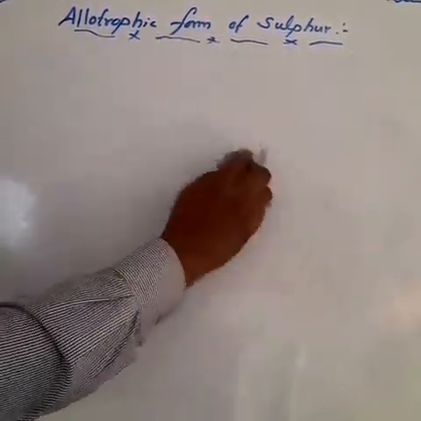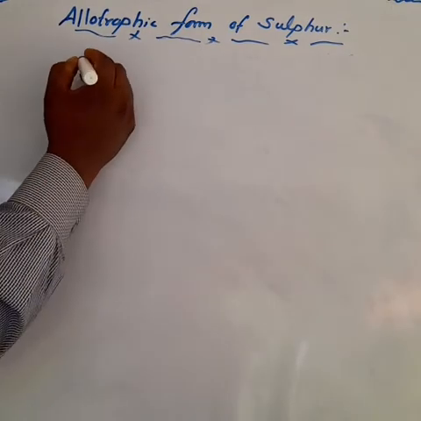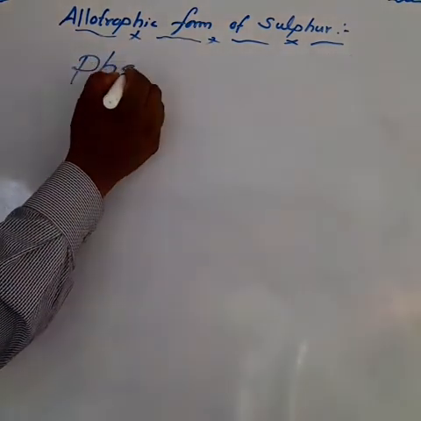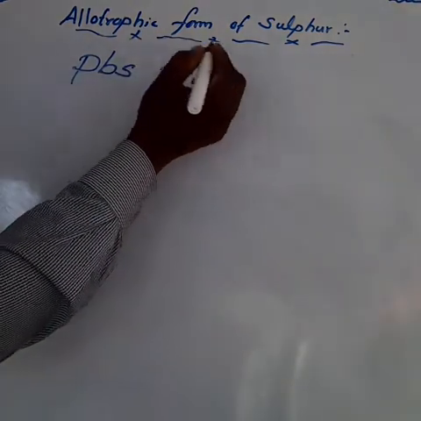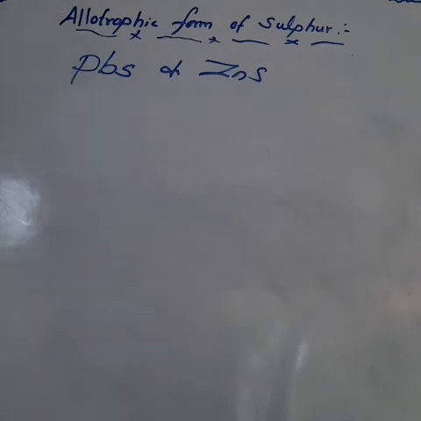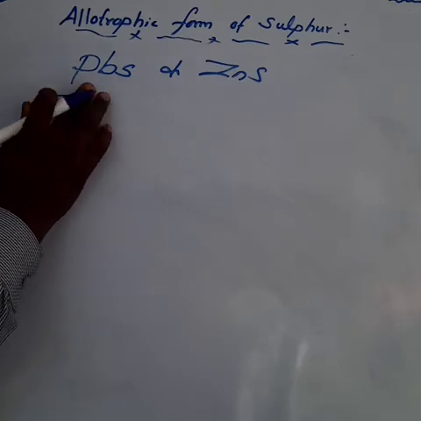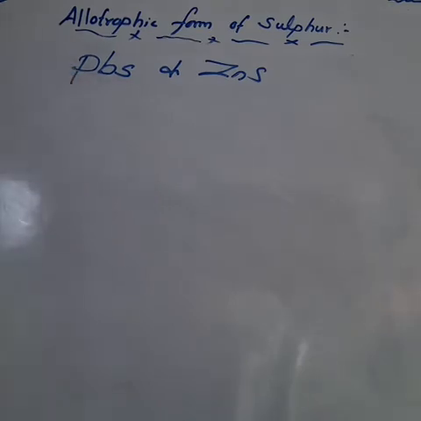Next one. From sulfide ores, some of the sulfide ores we are taking. Galena, all of you know the formula for galena is PbS. Zinc blende, what's the formula? ZnS. These sulfide ores undergo roasting with air. We get sulfur dioxide. Okay, this is another method.